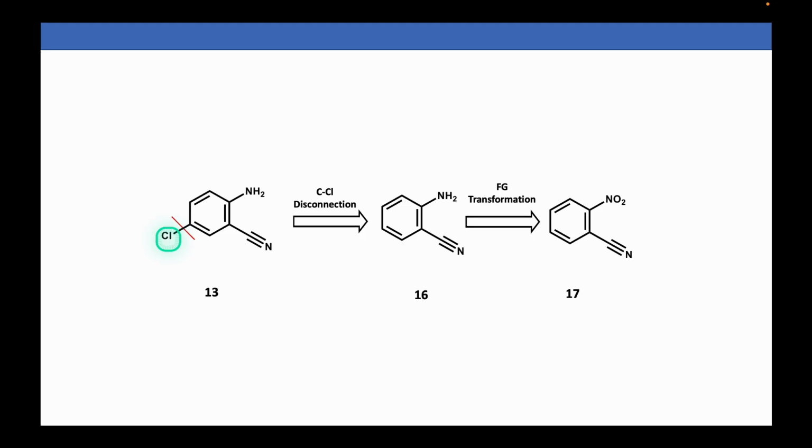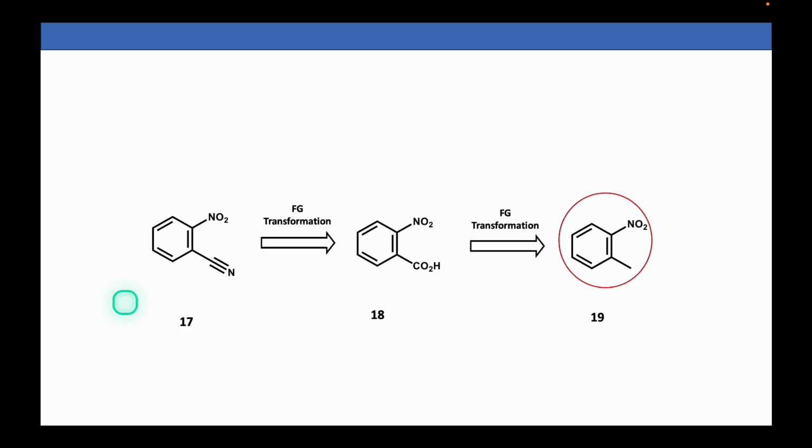group and meta to the cyano group can be introduced regioselectively by electrophilic aromatic chlorination. The amino group in 16 can be generated by reduction of the nitro group in 17 through functional group transformations.